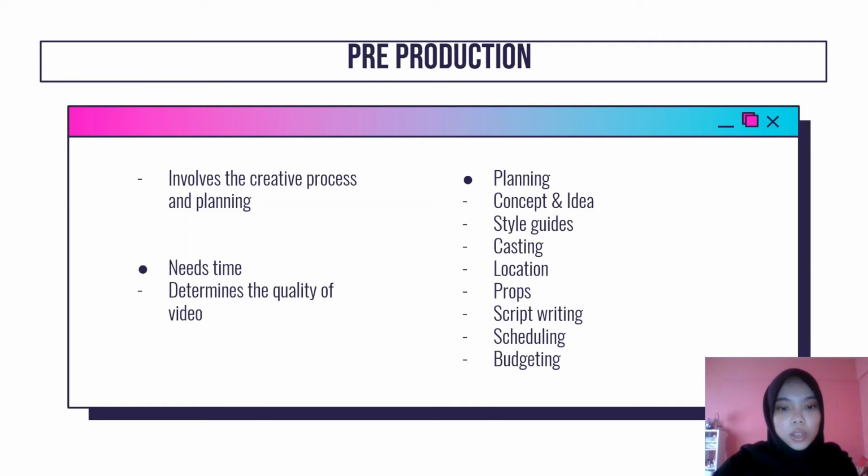A lot of things go into this stage, as this is where we plan out everything, such as the concept and idea, style guides, actor casting, locations of the shoot, props, script writing, scheduling, and budgeting. So a long list of things goes into the planning. A lot of time has to be spent in this stage, as it is the stage that determines the quality of your video production.